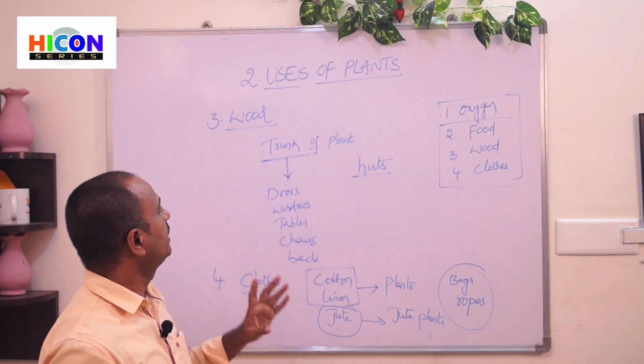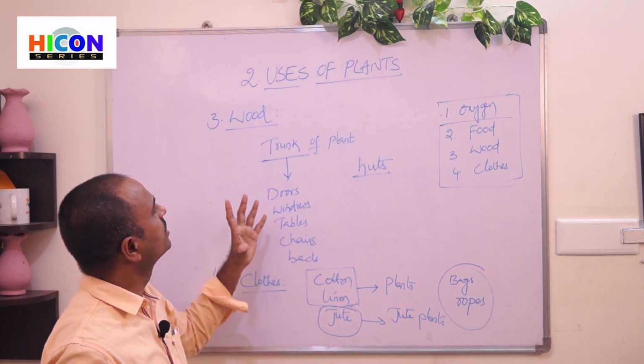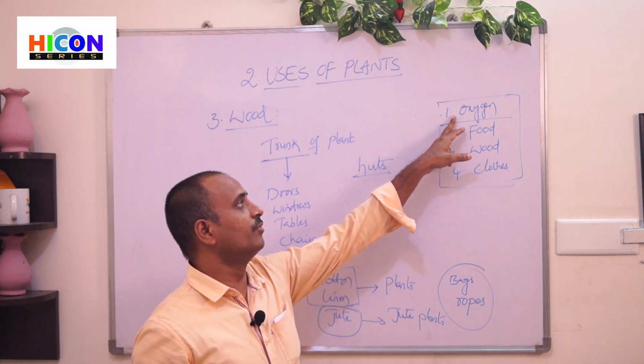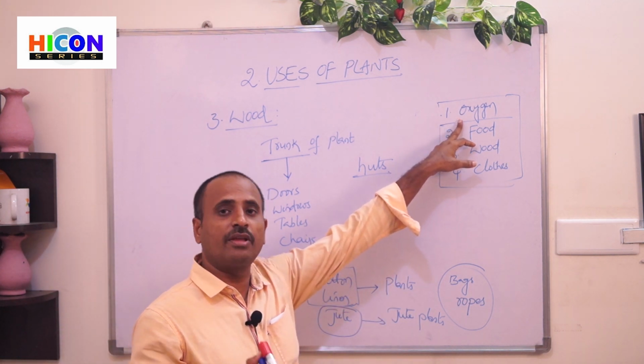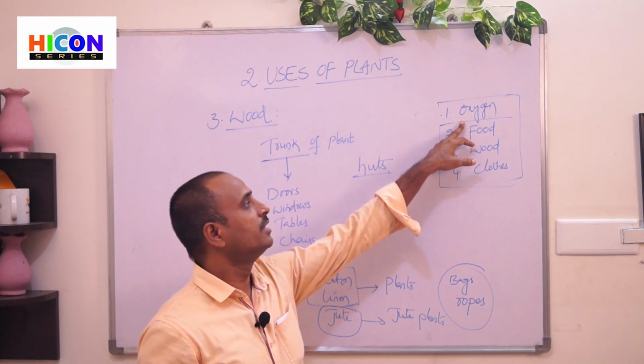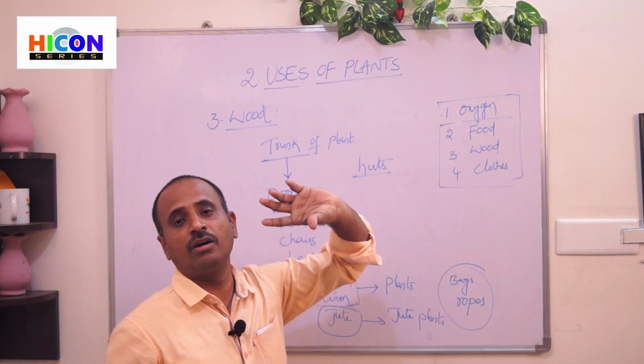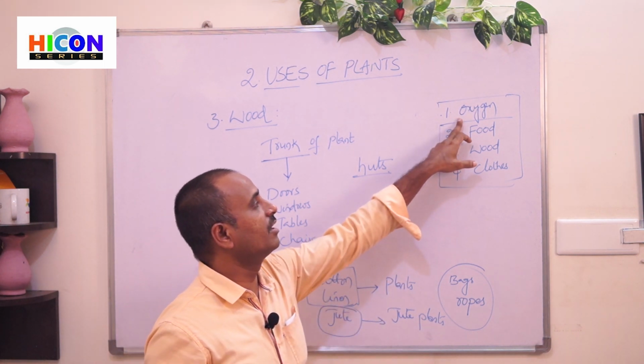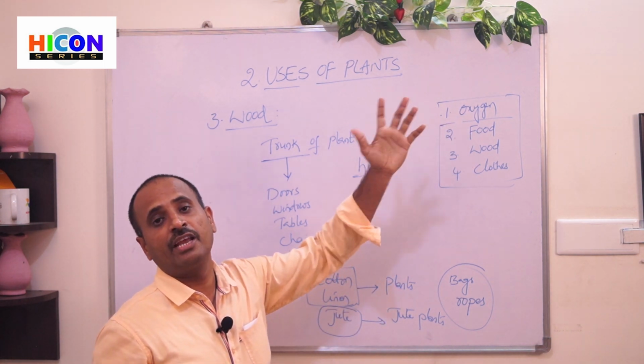So children, let us see once again the uses of the plants. The first one is oxygen. Plants give oxygen by taking carbon dioxide present in the atmosphere. This oxygen is very helpful to all living organisms to breathe. Without oxygen, living organisms cannot stay alive on the earth.